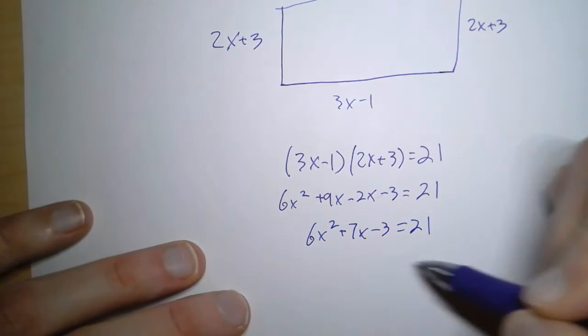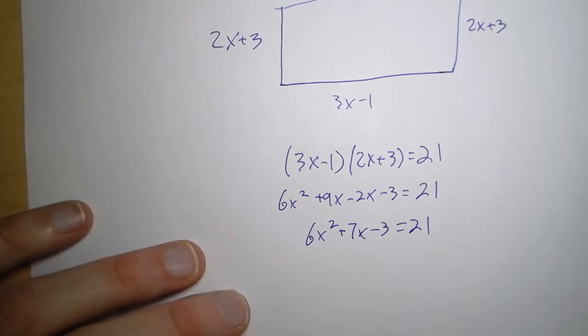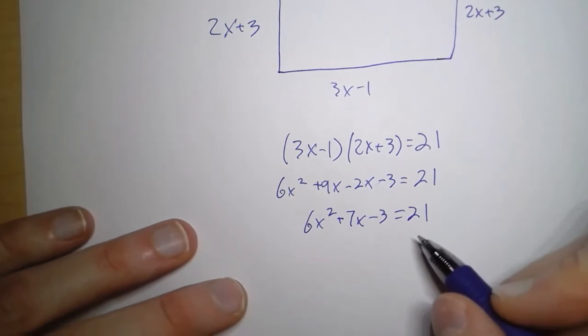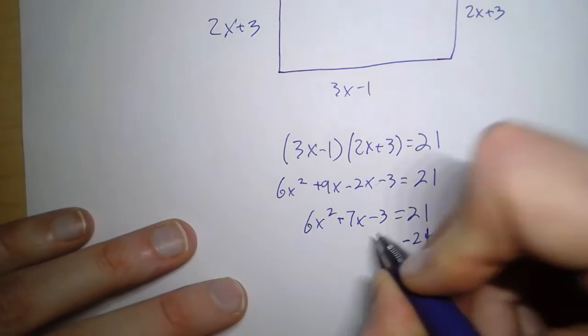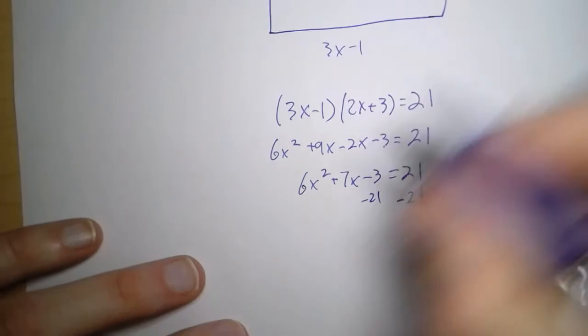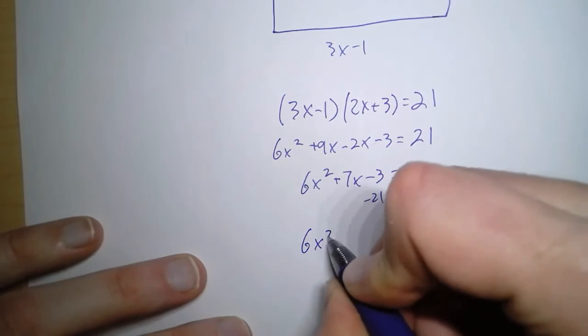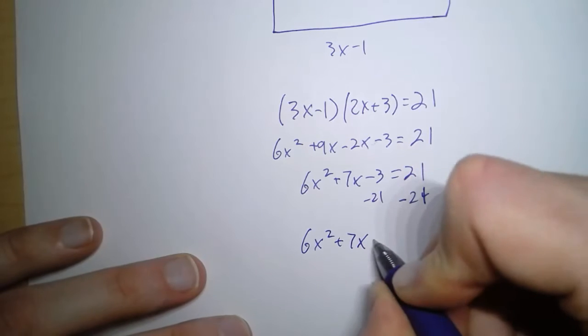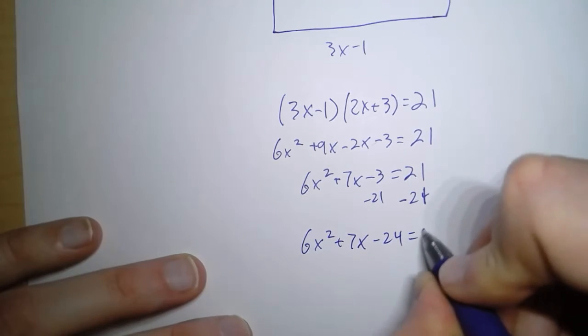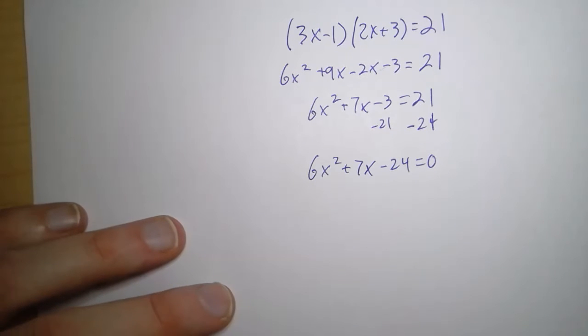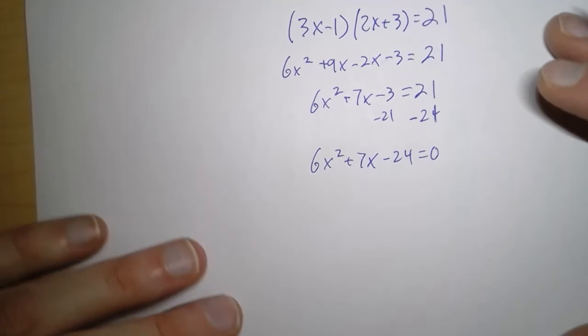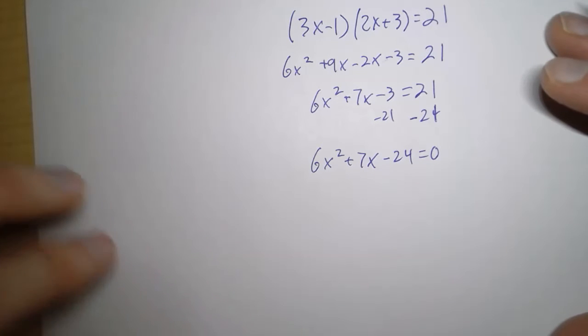We have a quadratic. And when we have a quadratic, what you want is to have this equal to 0. So I'm going to subtract 21 from both sides. So I'm going to end up with 6x squared plus 7x minus 24 equals 0. Now, I could try and factor this, but I think that's going to take too much time. It's much easier to just simply use the quadratic formula.